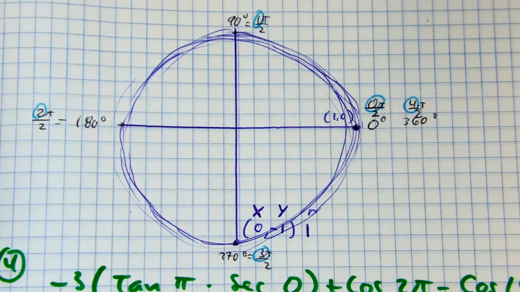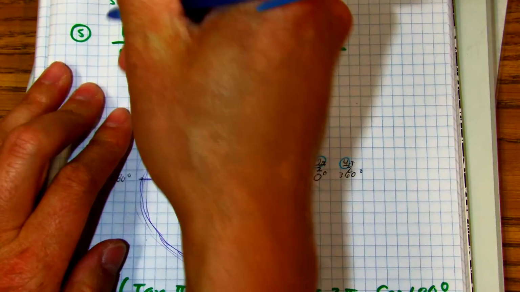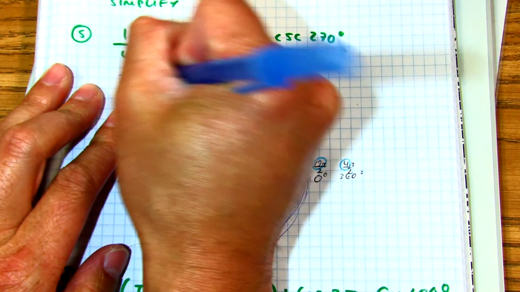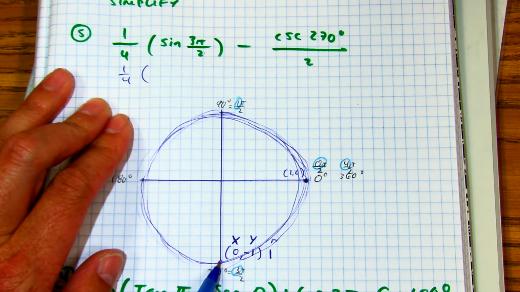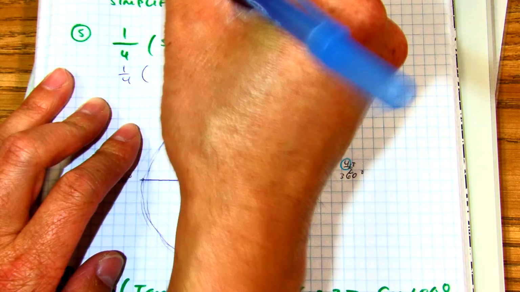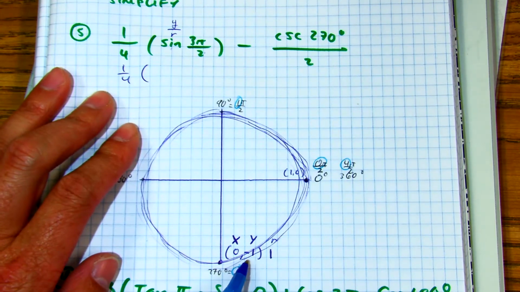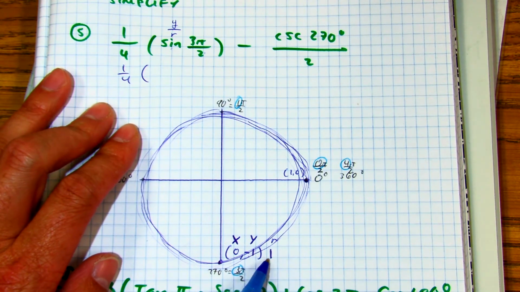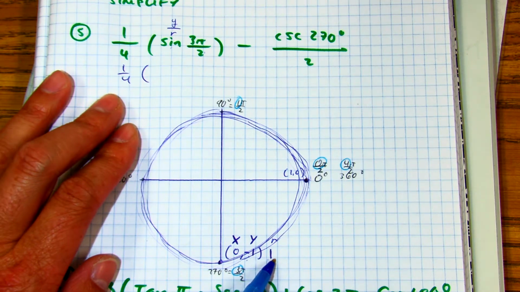Alright, so let's go ahead and simplify that number 5. 1/4 times sine of 3 pi over 2. So I go down here to 3 pi over 2. Sine is y over r. Yes? So I can use negative 1 over 1. And class, negative 1 over 1 is just negative 1.